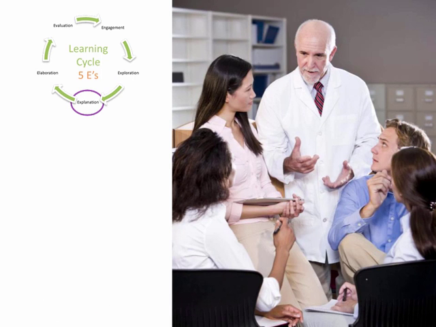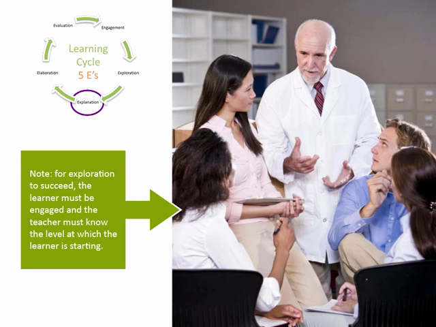The third E is explanation. During the explanation phase of the learning cycle, the teacher explains the topic at the level initiated by the learner. This stage is what most of us think of as teaching. The basic content of the learning event is conveyed to the learner. Note, however, that for this to succeed, the learner must be engaged and the teacher must know the level at which the learner is starting.